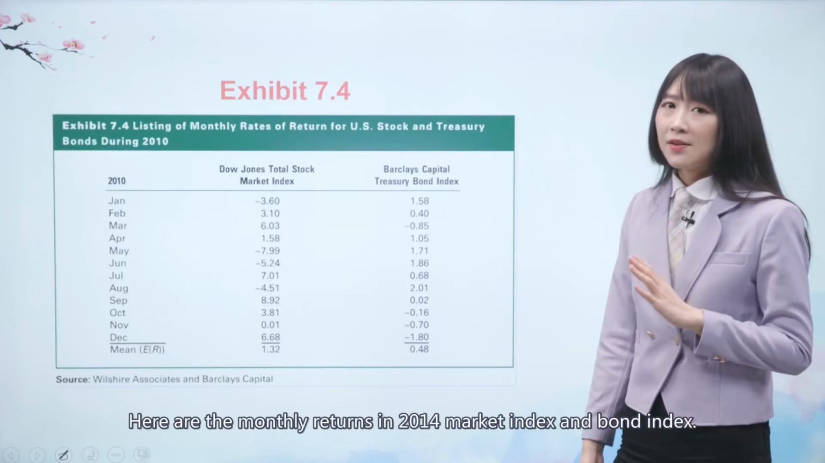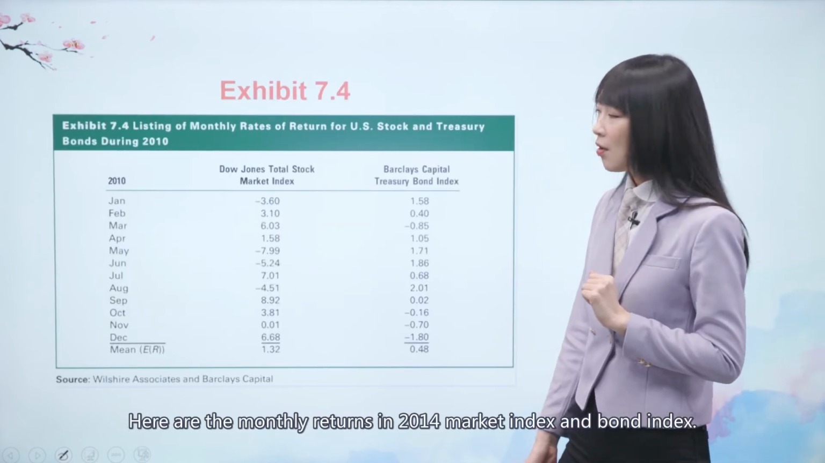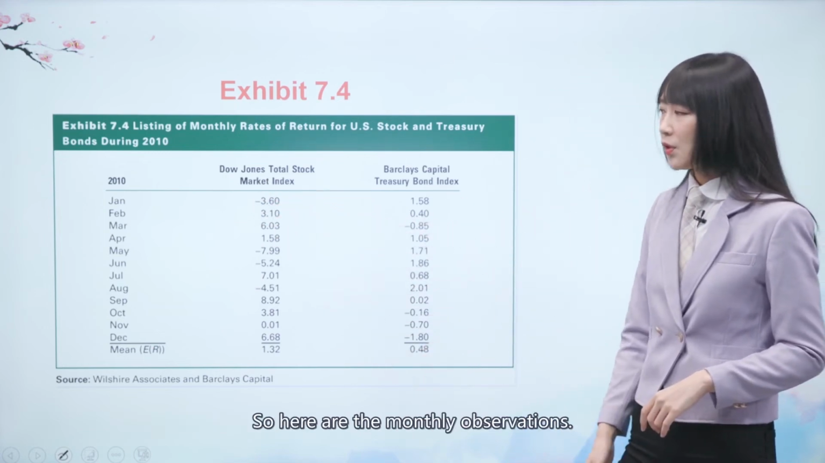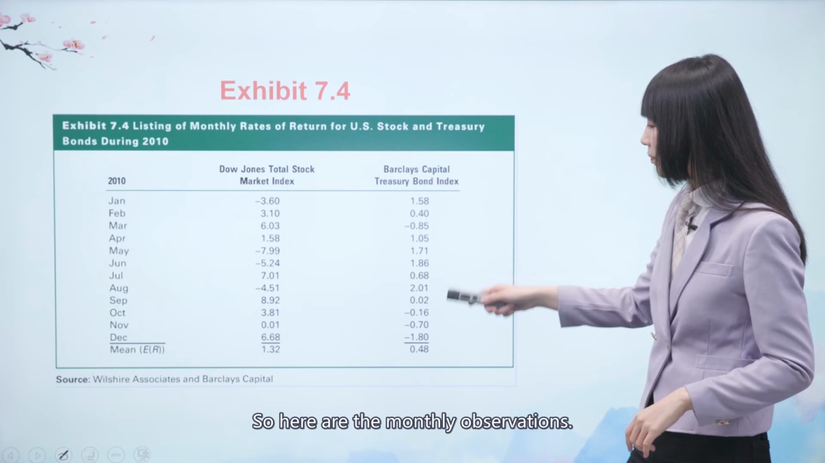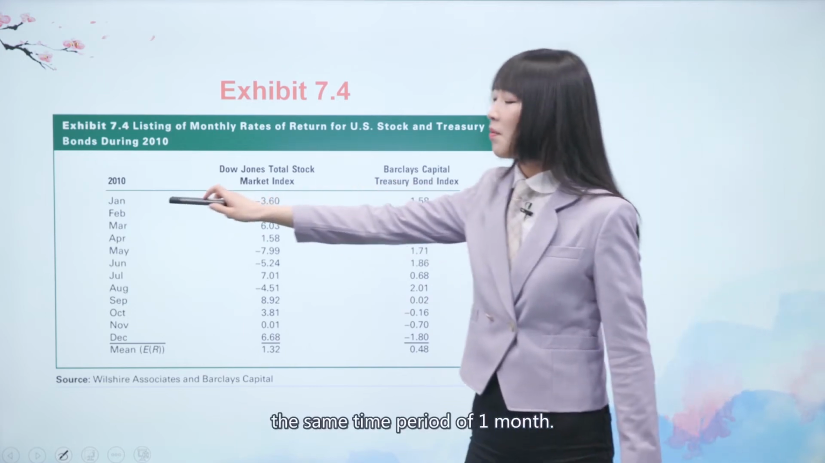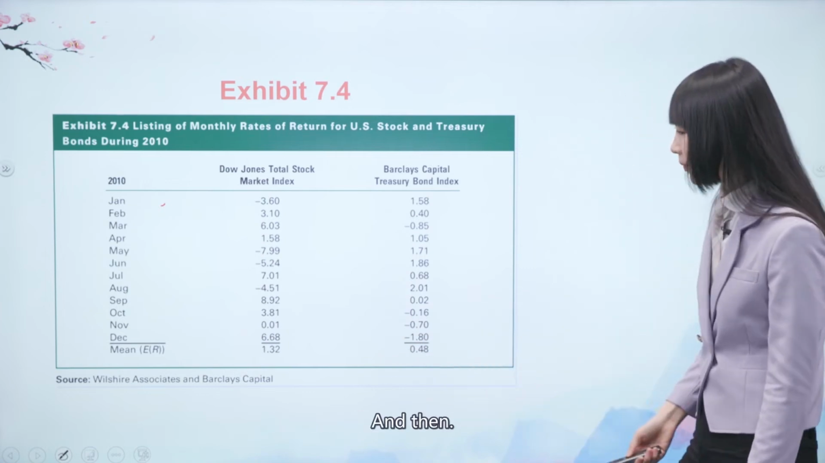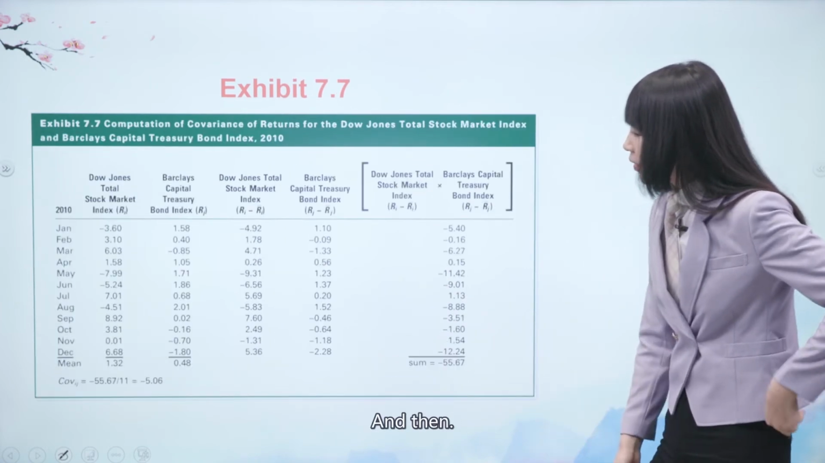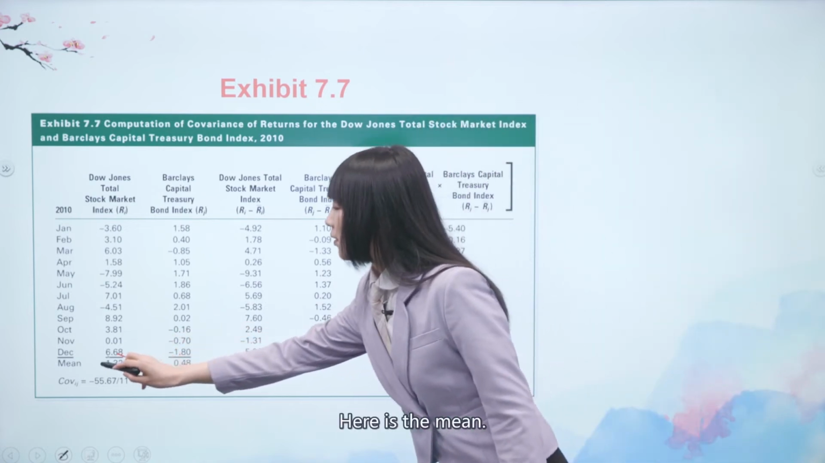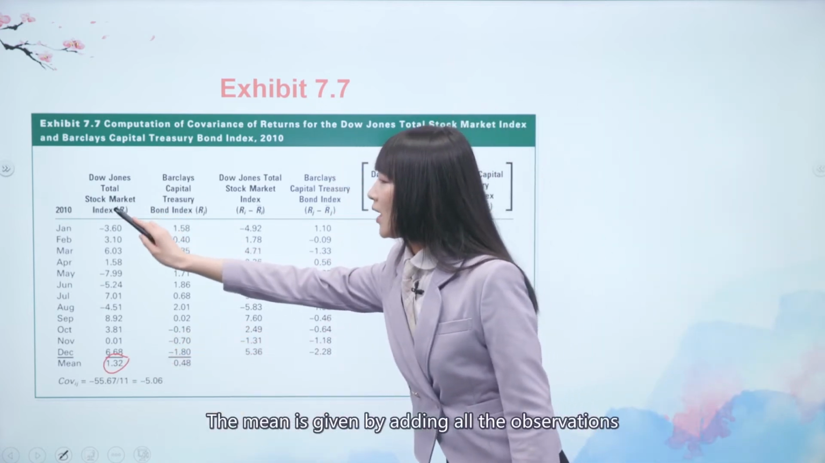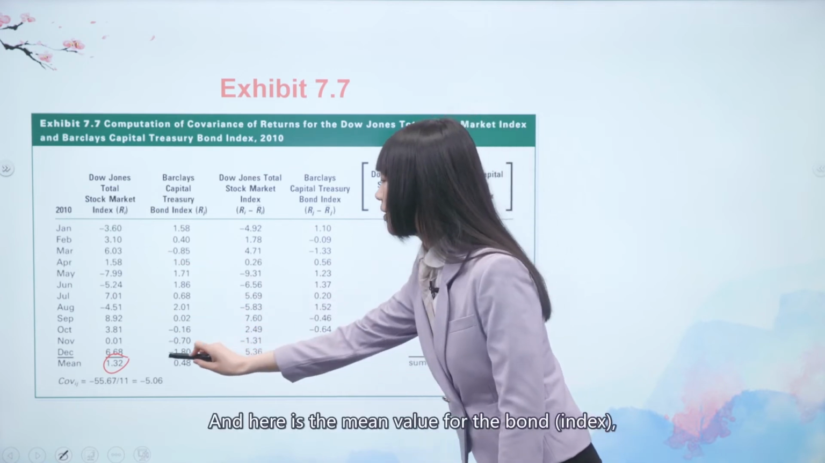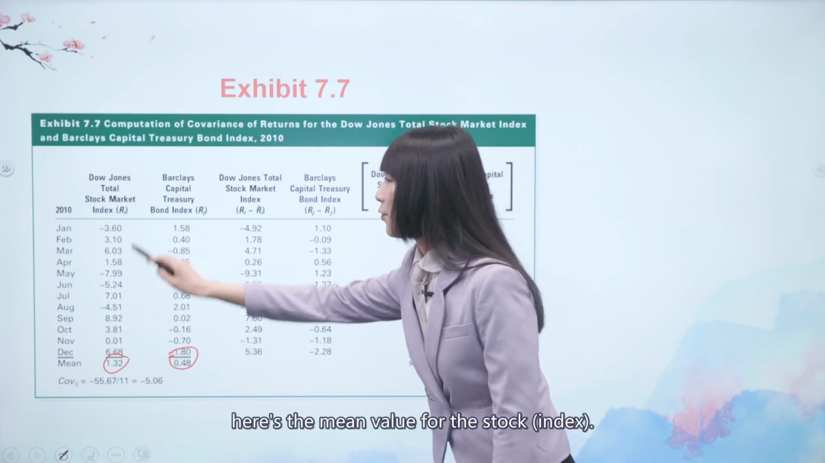Here are the monthly returns in 2010 for the market index and bond index. So here are the monthly observations, the two variables corresponding to the same time period of one month. And then here is how we calculate the covariance. Here is the mean. The mean is given by adding all the observations together and dividing by 12. Here is the mean value for the bond, and here is the mean value for the stock.